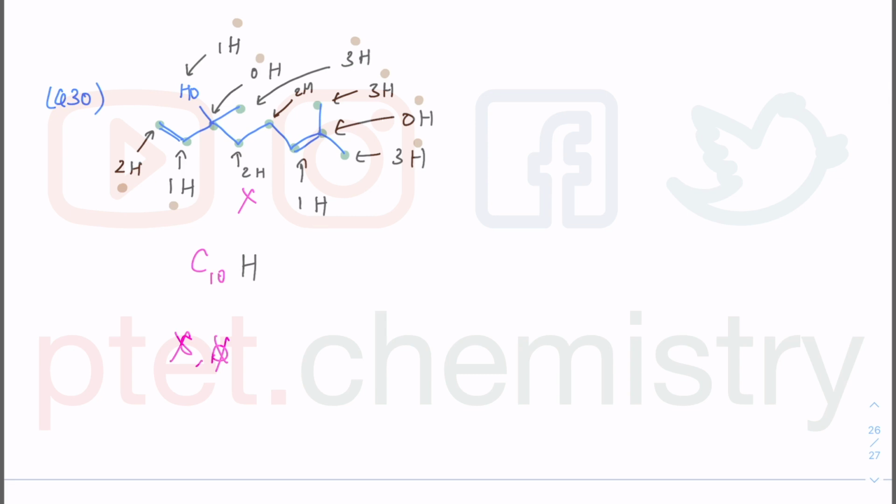Okay, let's start counting again. 2, 3, 4, 5, 6, 7, 8, 9, 10, 11, 12, 13, 14, 15, 16, 17, 18. So I have 18 hydrogen altogether, and I have 1 oxygen courtesy of the alcohol. This means only option A and not option B is the correct answer.